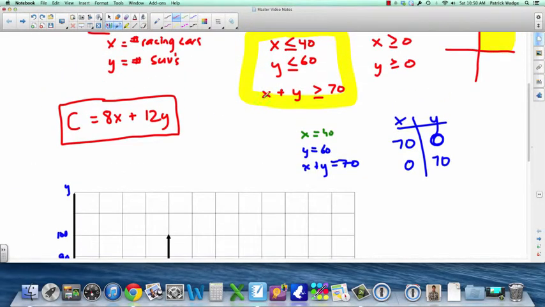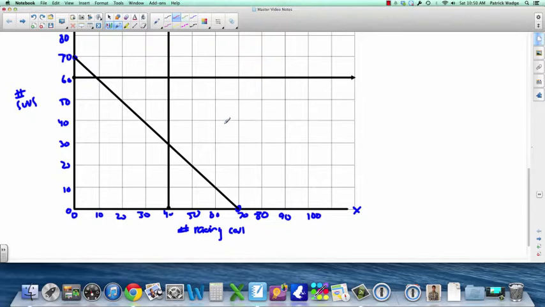Let's use the origin. 0 plus 0 is greater than 70. True or not? No, that's not true. 0 is not greater than 70. So you don't want to shade the side that includes 0. You don't want to shade down here. You need to shade up here. So this is the region that we're interested in right here.